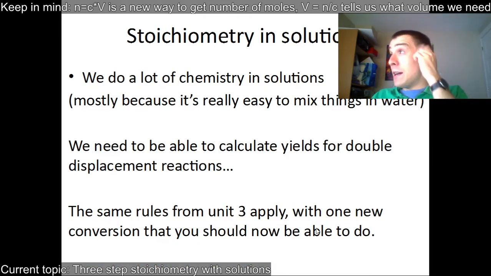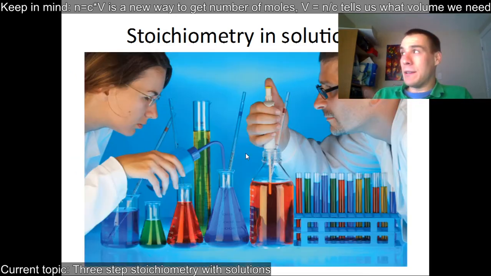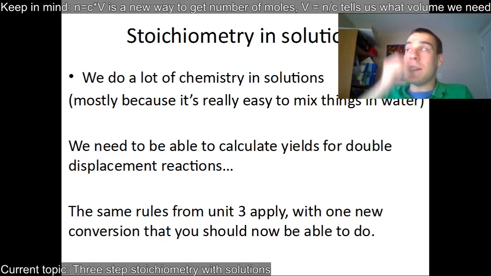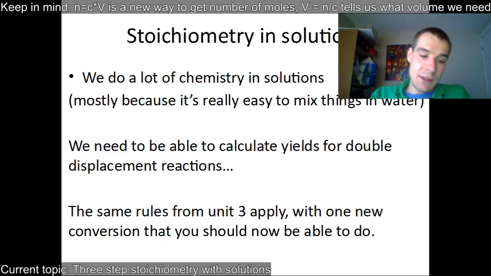Anyway, we do a lot of chemistry in solutions. If you ever look at a chem lab, there is a lot of glassware and a lot of things in bottles. Typically they're just clear because a lot of solutions are clear colored. But it's because it's really easy to mix things in water. Mix 2 solutions, mix 2 liquids. It's easy to mix, it's easy to get results. You can just dry it out to get your product. Pretty simple. And we also need to be able to calculate yields for double displacement reactions, where we have 2 aqueous solutions coming in.